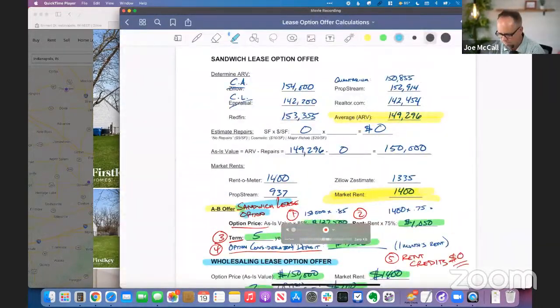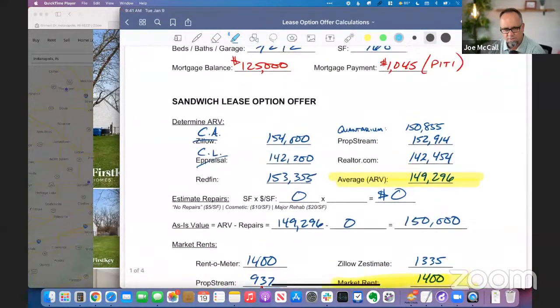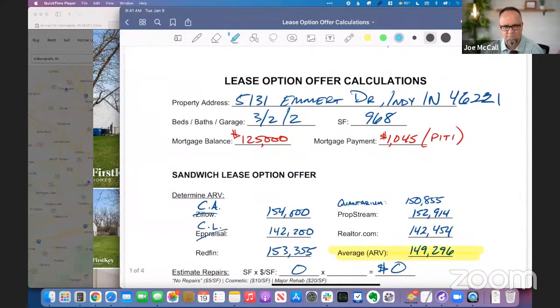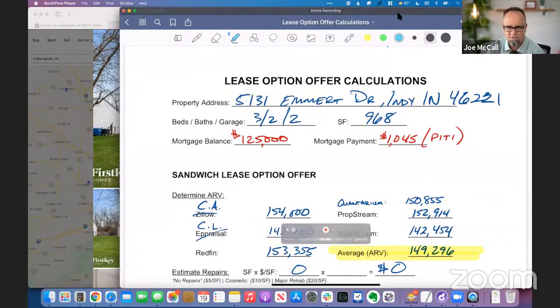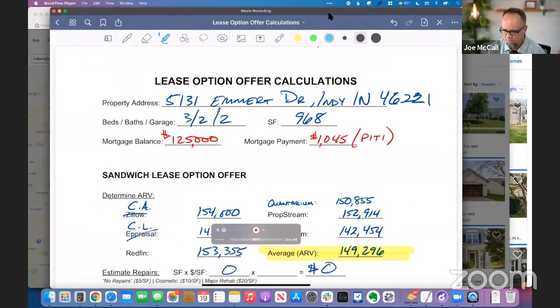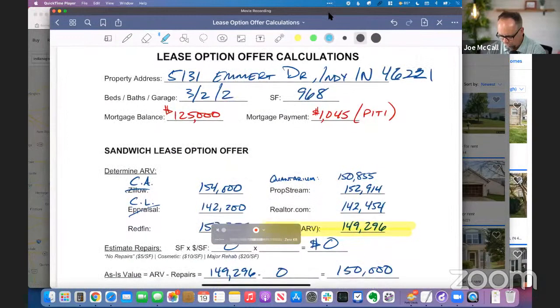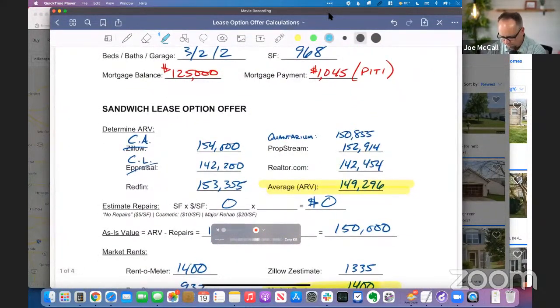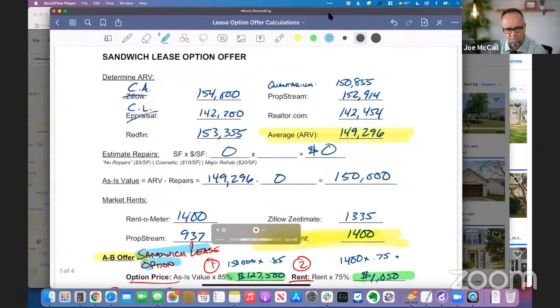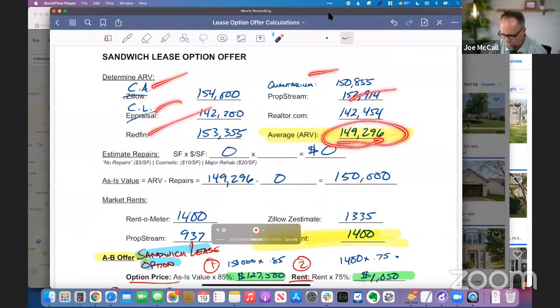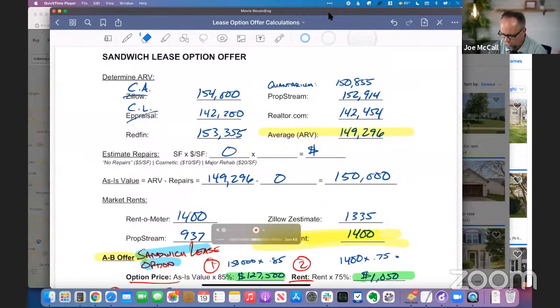Oh, that looks fancy. A little bigger there. This is how you make a lease option offer to a seller. Let me move this over. Okay, go ahead and take a screenshot if you can, and put this into your own Word document or whatever. You first need to determine the ARV. You need to decide what the house is worth. And just take the average of all of these things and you get the average of what the property is worth. Okay, then you need to estimate repairs.